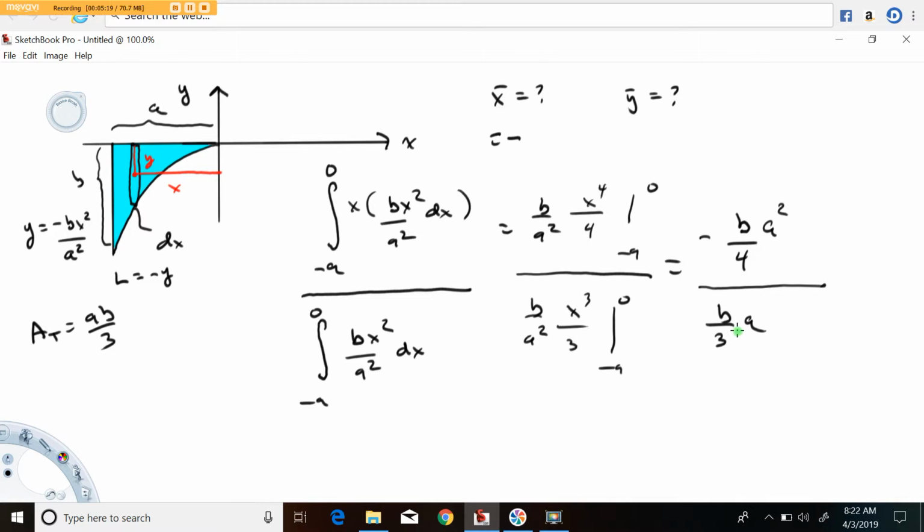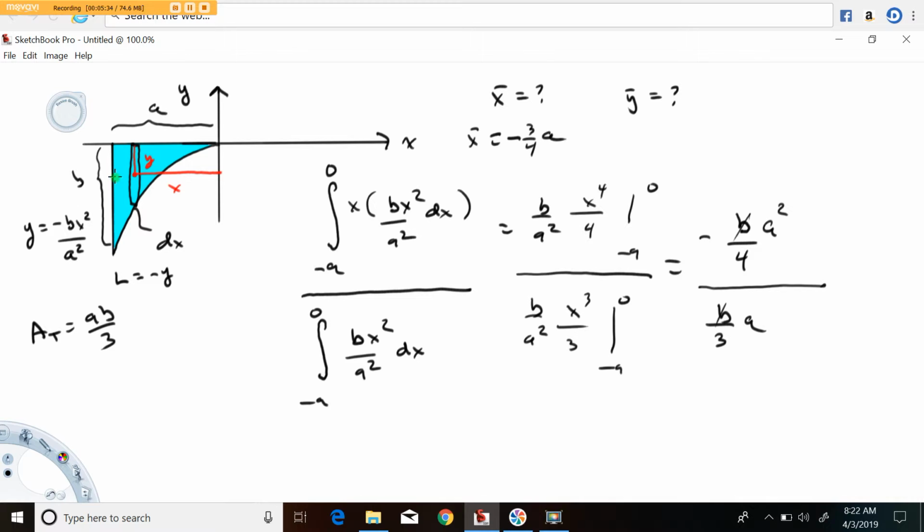All right, let's do the b's. Looks like they are going to cancel. Looks like we're going to get minus 3/4 a for x bar for the blue geometry.